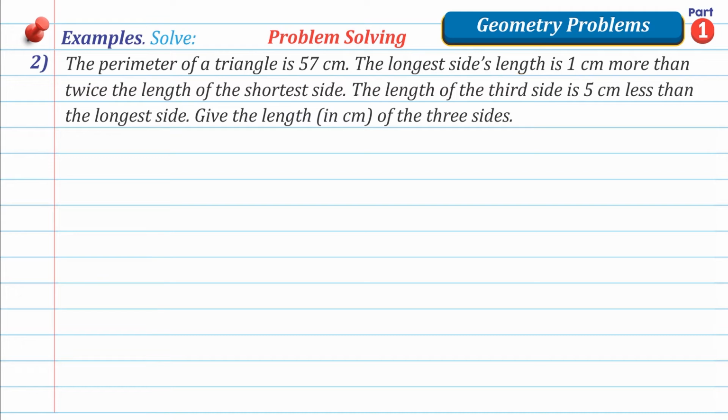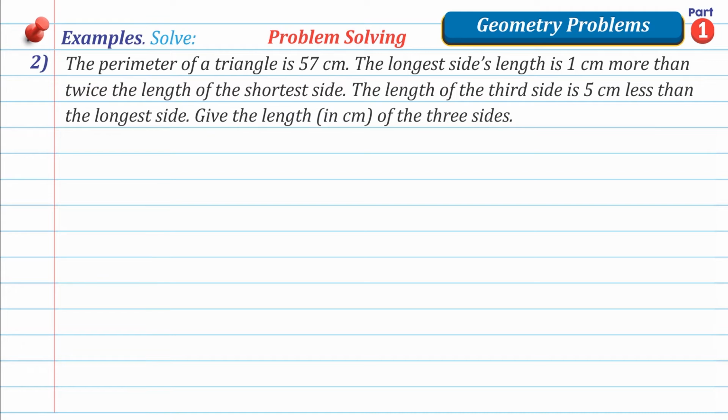And then, the third sentence. The length of the third side is, in this case, we are now describing the third side. Take note, it's a triangle. It should have 3 sides. And the third side is 5 centimeters less than the longest side. Medyo mahaba pa rin. But again, don't worry, we'll look at it later again so that we can understand it better. Finally, what's being asked is, give the length in centimeters of the 3 sides.